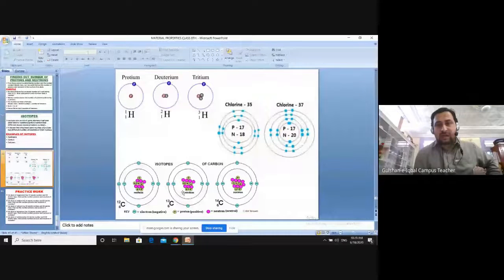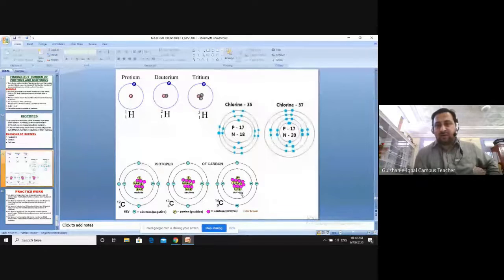Again count out the number of protons, that is 6 protons present. 1, 2, 3, 4, 5, 6 protons. Count out the number of neutrons in them. 4 and 3, 7 neutrons are present. So when we sum them up, 6 plus 7 is equal to 13. This is known as carbon 13.